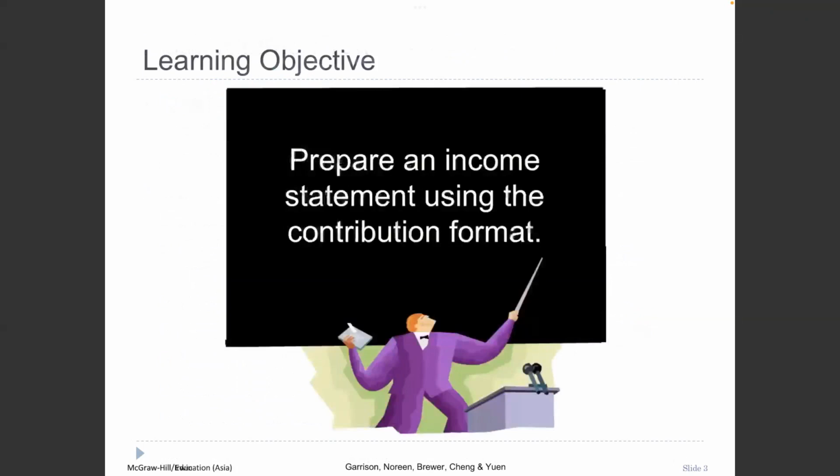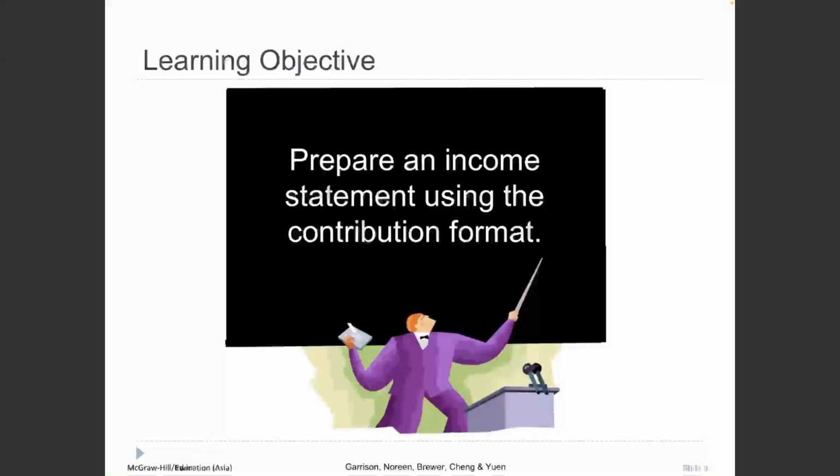First of all, I would like to show you how we prepare an income statement under the management accounting approach. Previously you have learned how to do an income statement in financial accounting, where you have revenue and then you minus your expenses. Then you will get your profit.